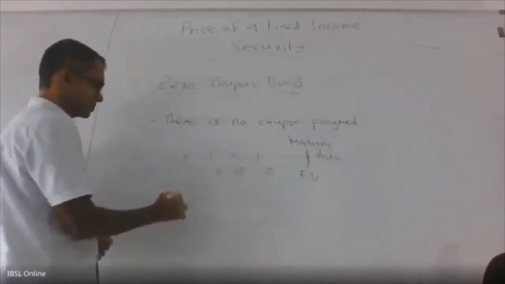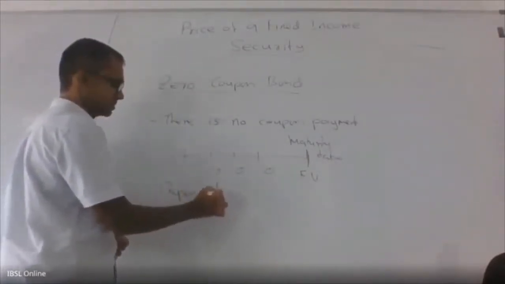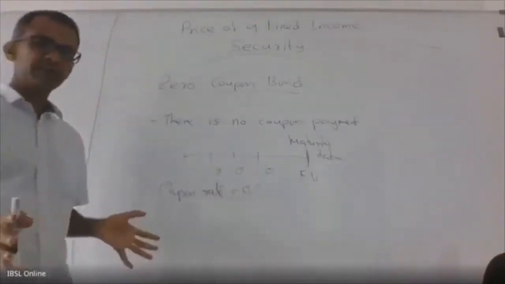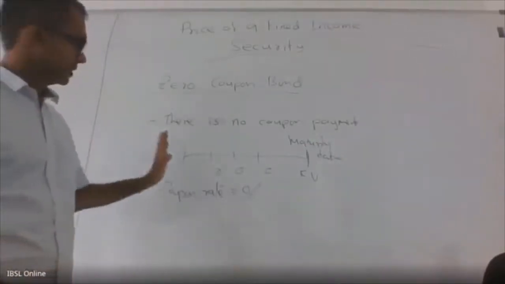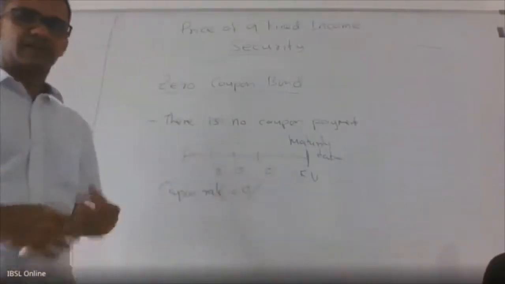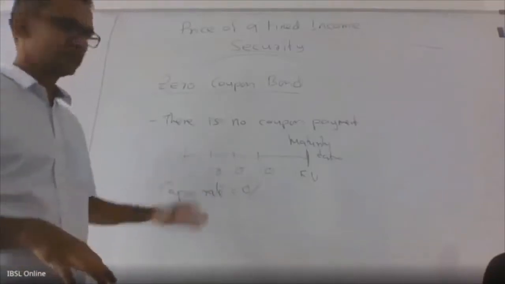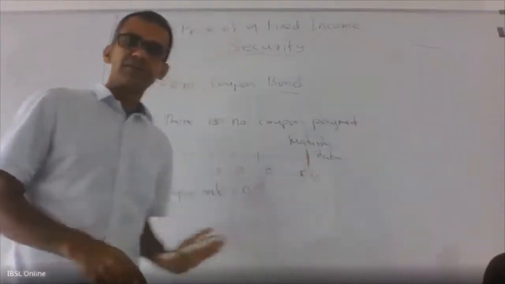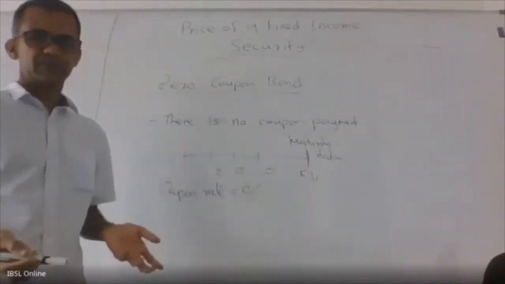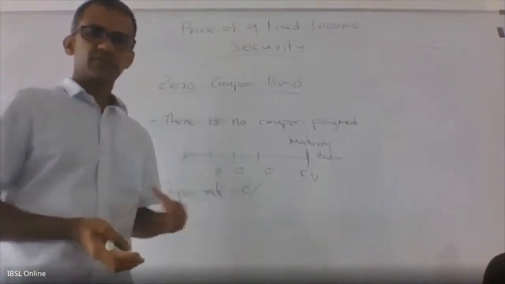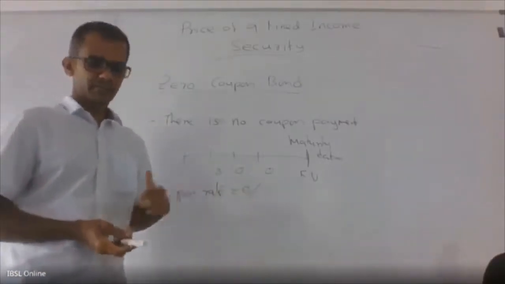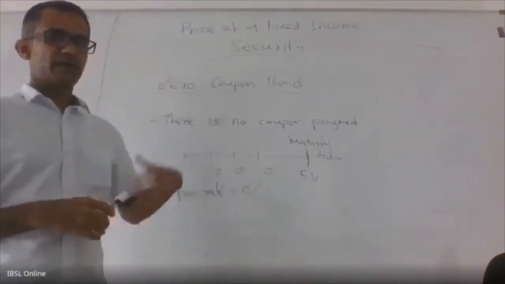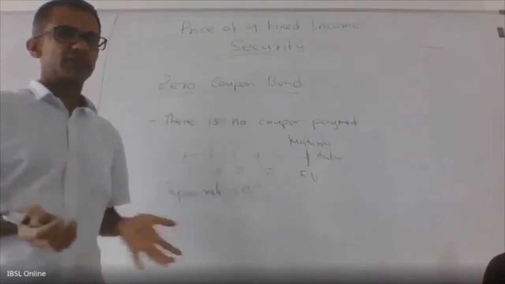So therefore, in simple terms, coupon rate is 0. There's no coupon rate, no interest payment at any frequency, not even annual or semi-annual, nothing. Only at the maturity you get the promised face value, like a treasury bill. In a treasury bill, there's no interest income until you reach the maturity. Whatever the price you paid and the face value that you get, the difference is your interest income.